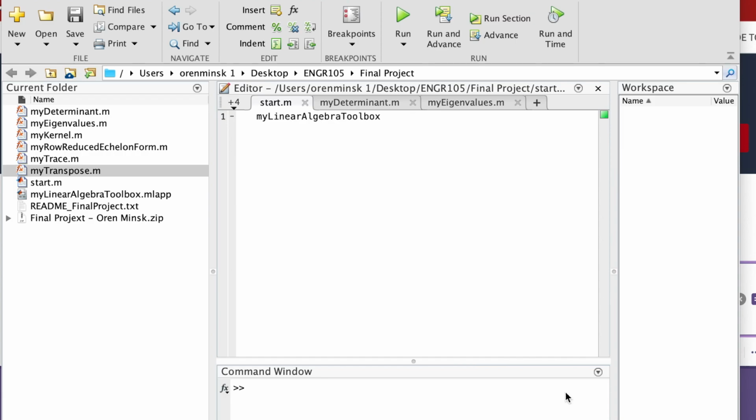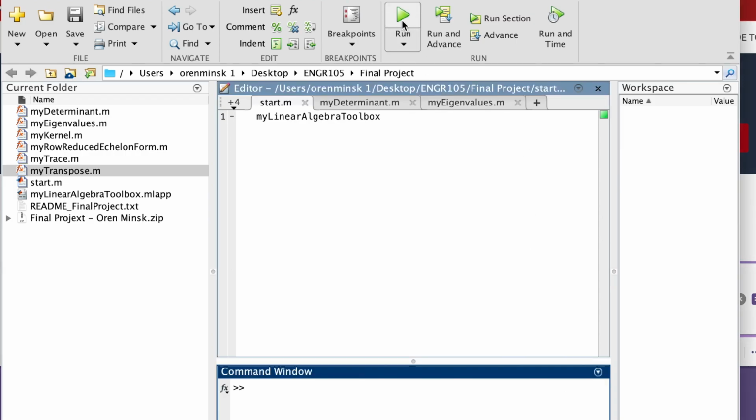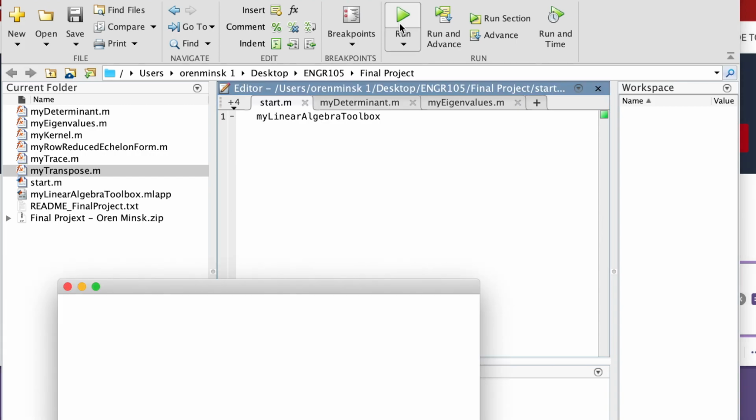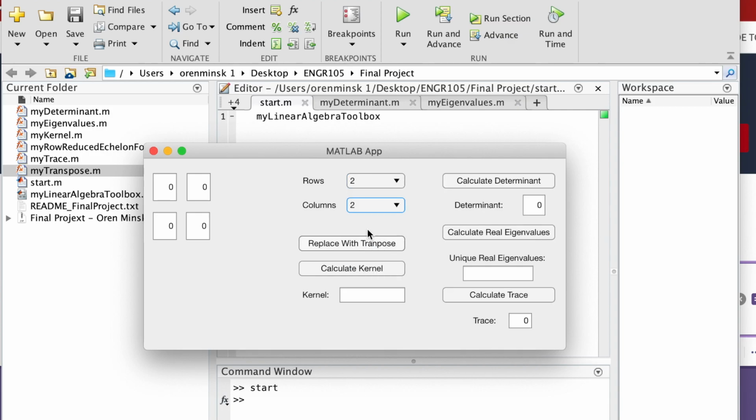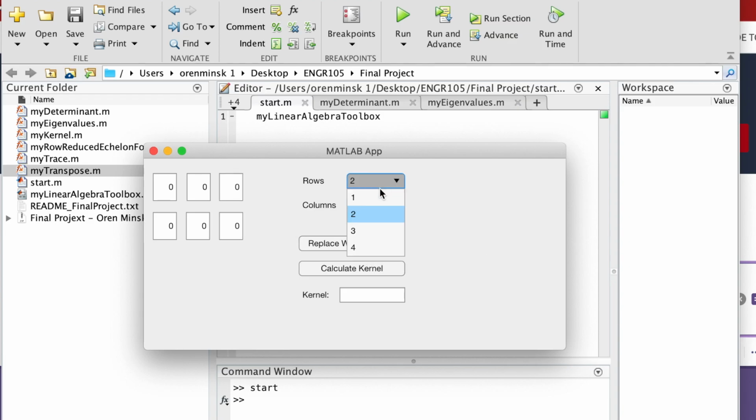So let's run the start file to open up my app. Let's bring it up here. As you can see, we have a bunch of input boxes where a user can enter a matrix of their choosing. You can see here that we can adjust the size of the matrix to make it any dimension up to 4 by 4 that the user wants.